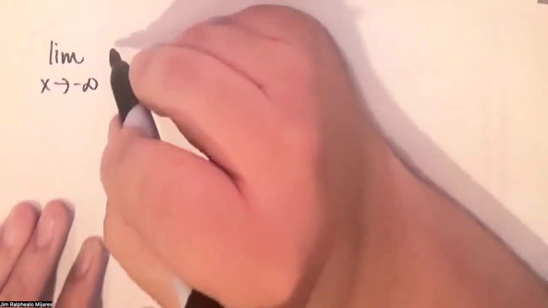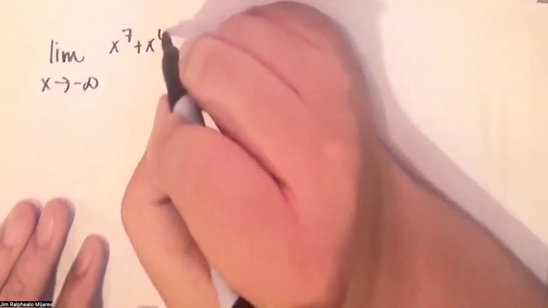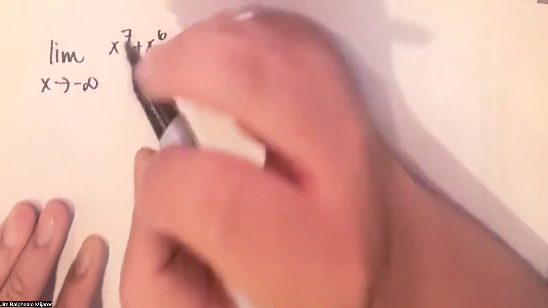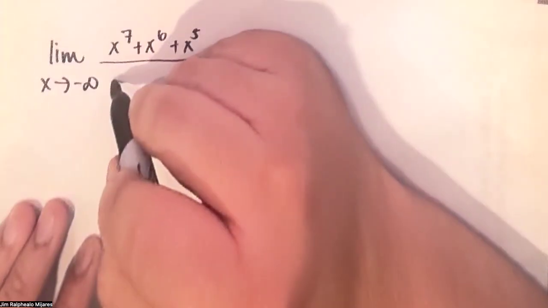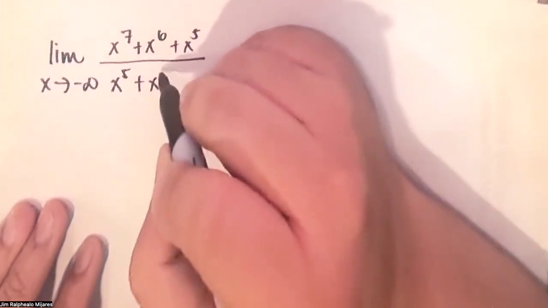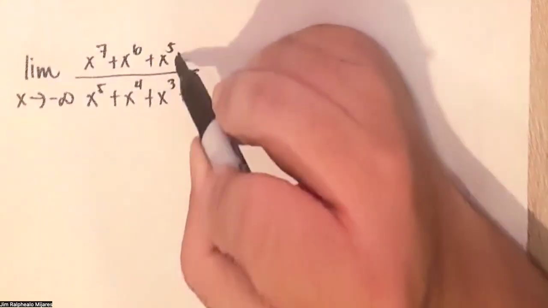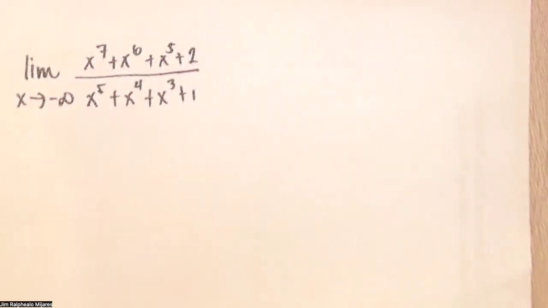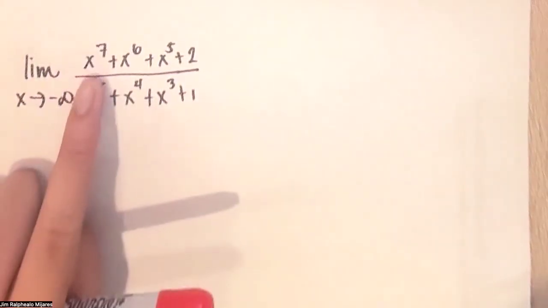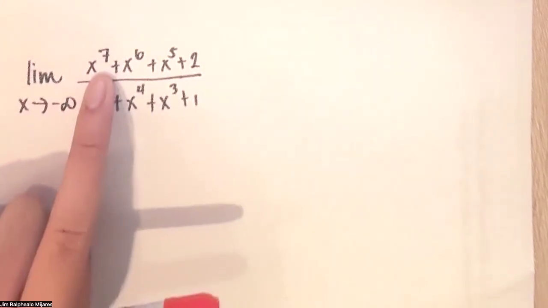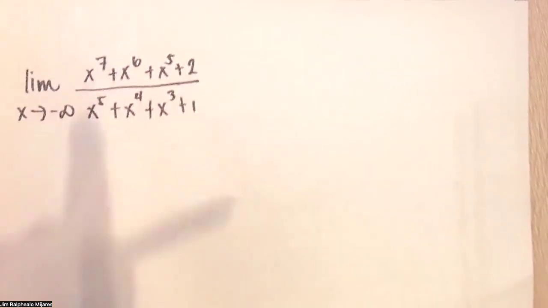Okay. Another example would be the limit as x approaches negative infinity of x to the 7th plus x to the 6th plus x to the 5th, over x to the 5th plus x to the 4th plus x cubed plus 1. Okay, let's add something like that. Now, notice again, you're going to look at the highest degree. In this case, the numerator's highest degree is 7. The denominator's highest degree is 5.